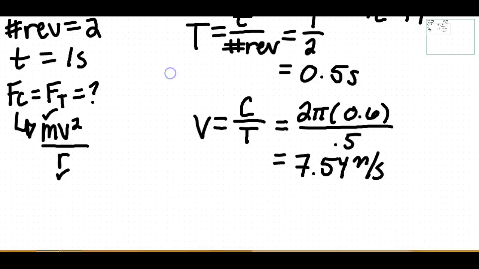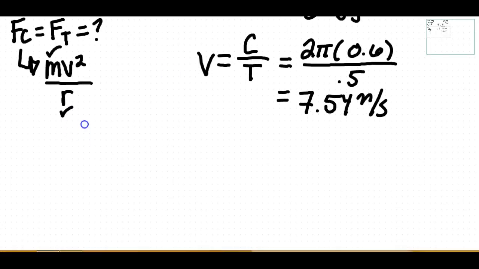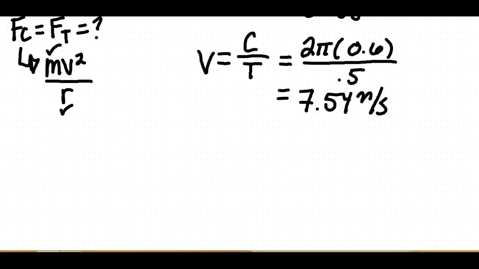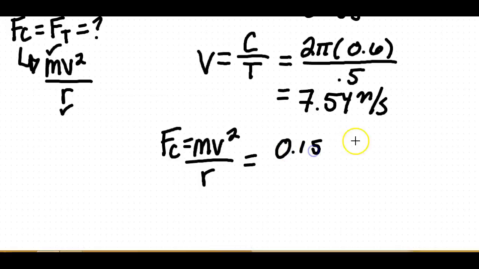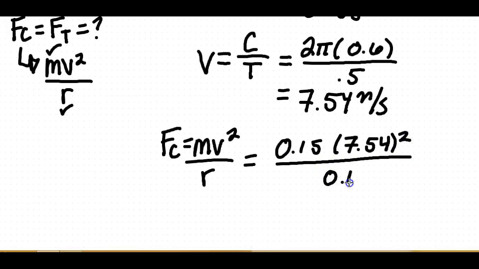Now that we have the velocity, we can take that information and put it right into the centripetal force equation, which is also our tension, like we said. So that's going to be mv squared divided by radius. Mass is 0.15, and now we have our velocity of 7.54, which is squared, and then divided by our radius, which is again 0.6. So when we go through all that, we're going to end up with somewhere around 14 newtons. So that's the force that it needs when we swing it around in a circle.